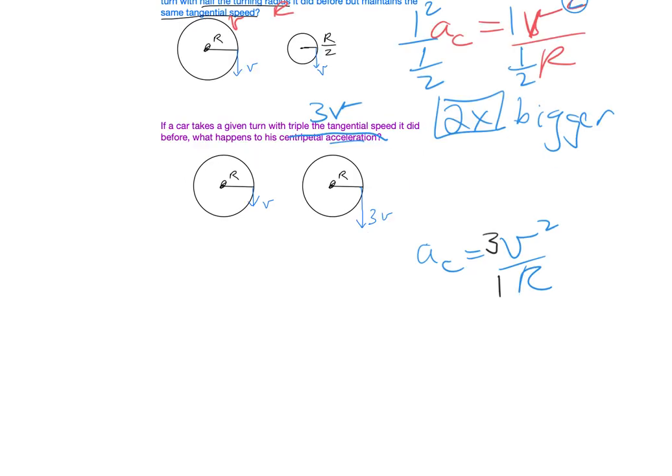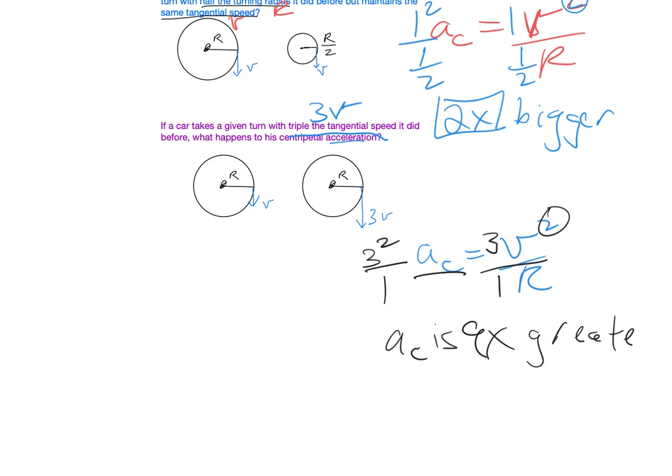So, what you do to one side, you've got to do to the other side. So, 3 squared. Don't forget, if there's a square, you've got to bring it over. Put that on the numerator on the other side, and then bring the 1 over. So now the AC would have to be 9 times what it was.